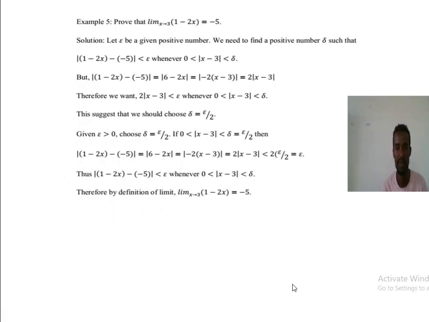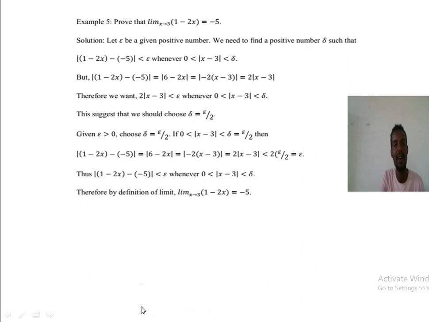Example number 5. Prove that the limit of 1 minus twice x as x goes to 3 is minus 5. Now here we have that our a is 3, our f of x is 1 minus twice x, and our L is minus 5. So we use the epsilon delta definition.